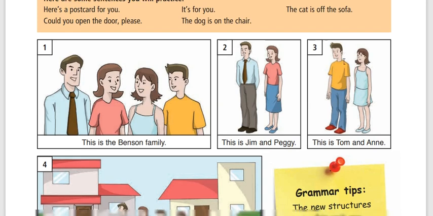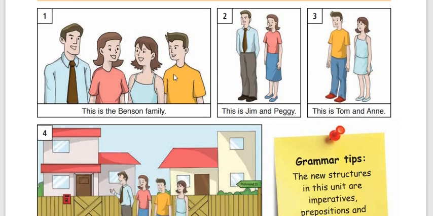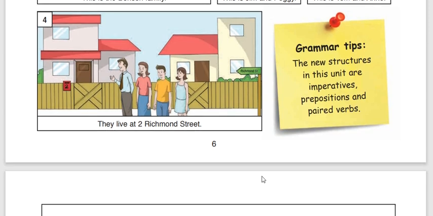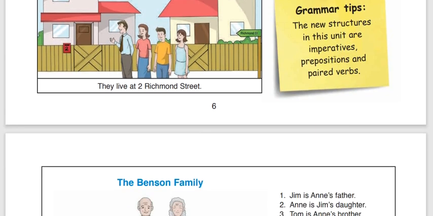Okay. Picture 1. This is the Benson family. Picture 2, this is Jim and Peggy. Picture 3, this is Tom and Anne. Picture 4, they live at 2 Richmond Street. Okay, grammar tips. The new structures in this unit are the imperative and prepositions, and paired verbs.